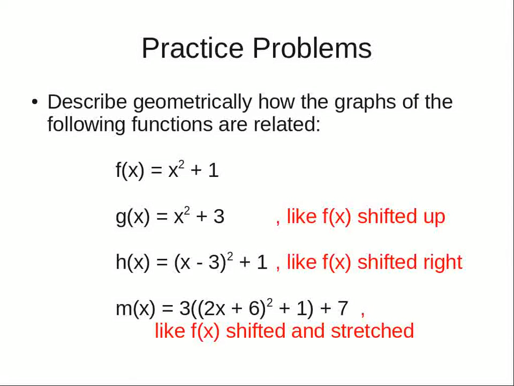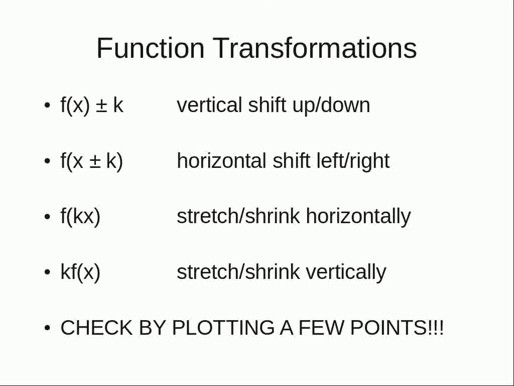Function transformations. Okay, if your new function is equal to the old function plus or minus a constant, then the new function plot will be the old function plot shifted up or down. If I add a positive constant to a function, that will move the old plot up. If I subtract the positive constant, that will move the old plot down. So adding a positive constant moves it up, subtracting a positive constant moves it down.